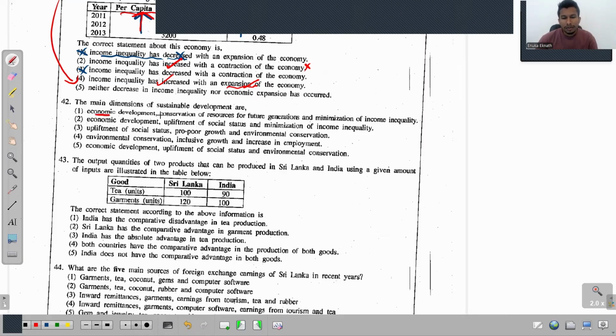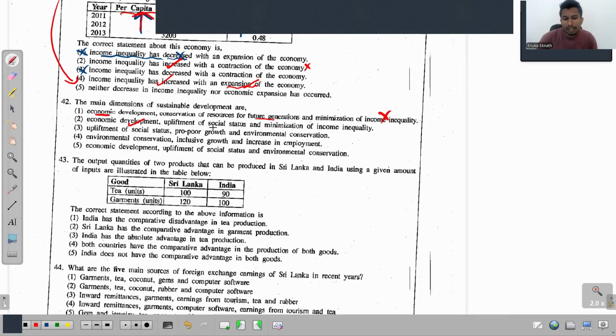Economic, social, and environment. Economic development is here. Conservation of resources for future generations, let's assume that to be the economic dimension. And the second one is minimizing income inequality. No, so this is not the answer then. The second one, economic development, yes.